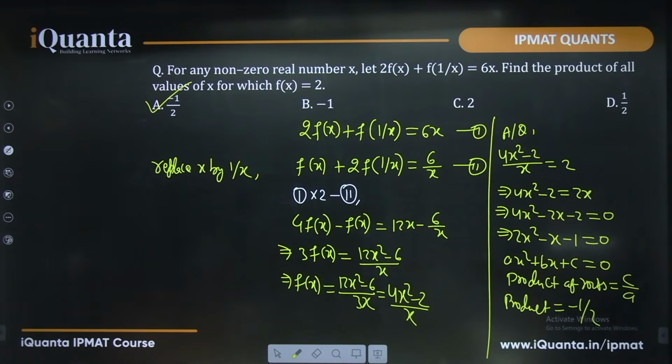Okay. So option A is the correct answer, Sonipari, not D. ठीक है? It's option A, not D.